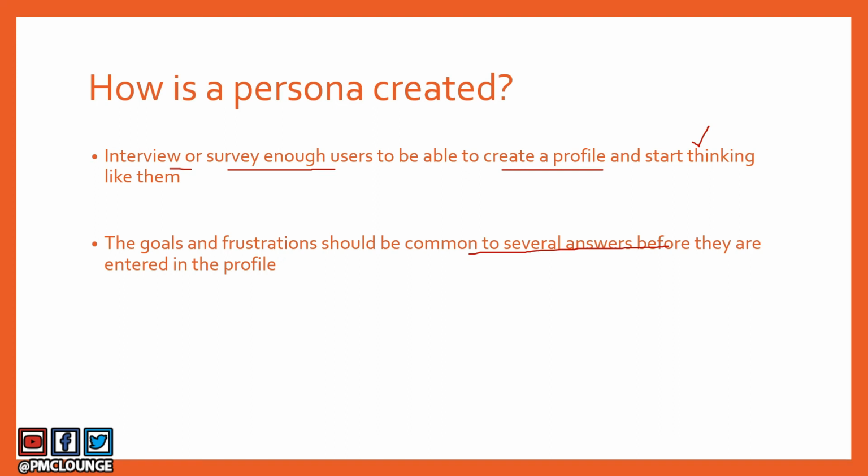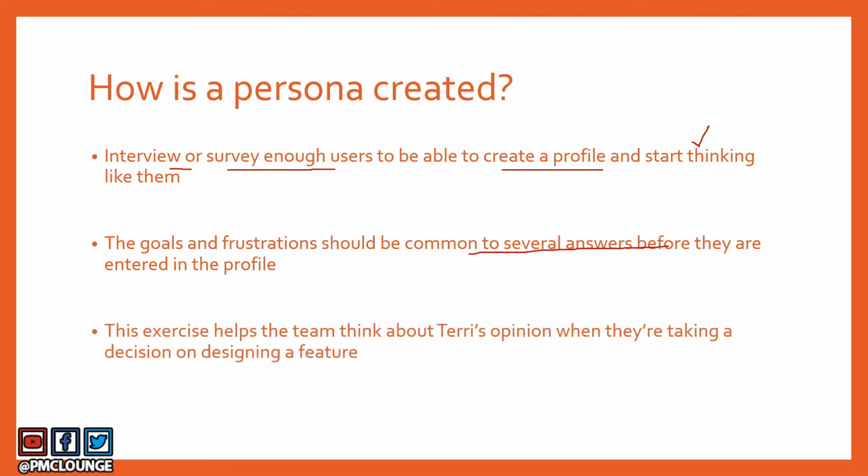Remember, you're not creating a profile for every single active user of your website. What you're actually doing is filtering them out. You're creating just one persona that represents every active social media user of your website or app. Now, this exercise is going to help your team think about Terry's opinion when they are taking a decision on designing a feature.